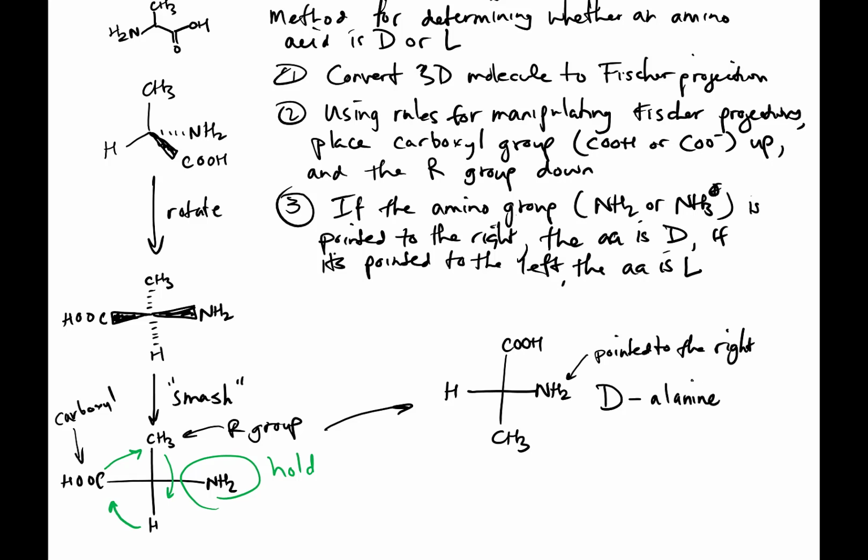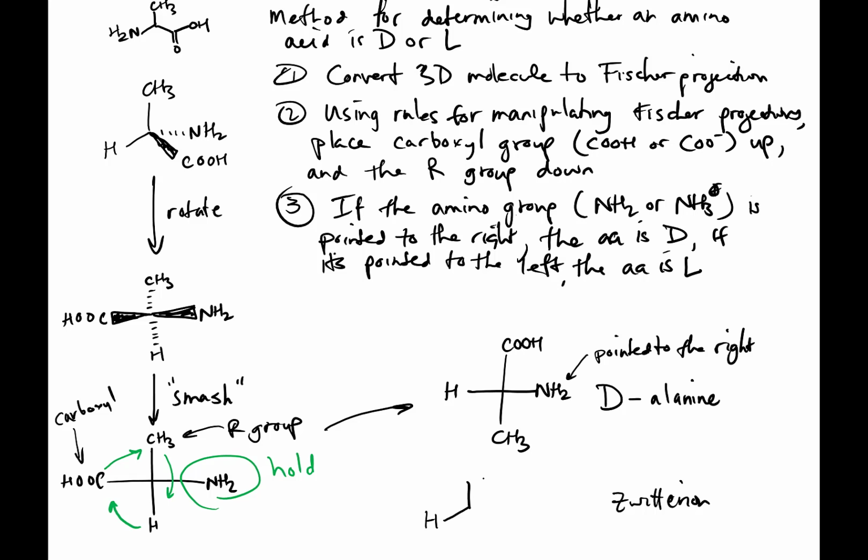Now, if we wanted to draw the zwitterionic form of alanine, I don't have a lot of extra room here, but let me just write zwitter. The zwitterion. I'm just going to go back to the three-dimensional form.